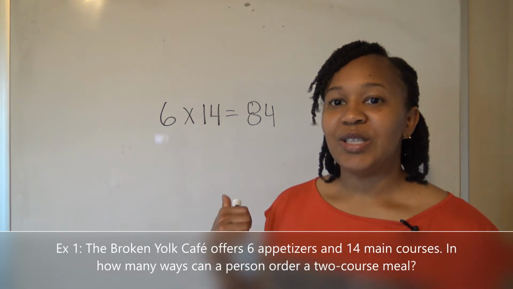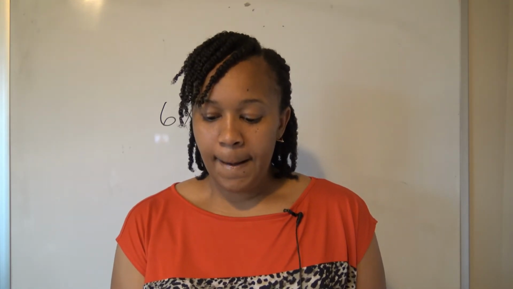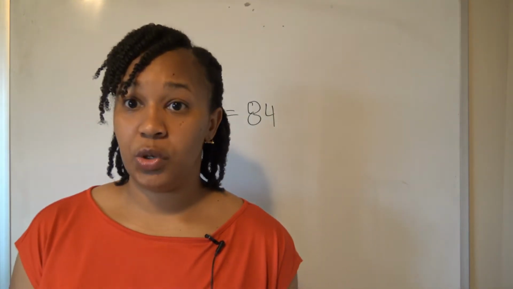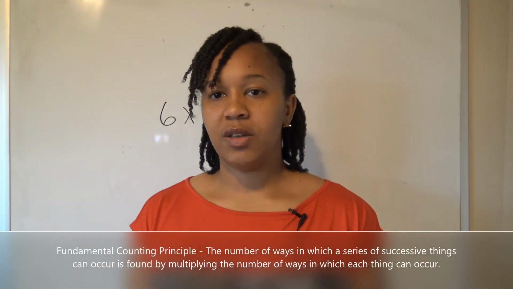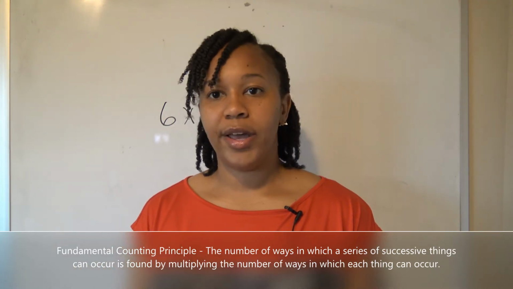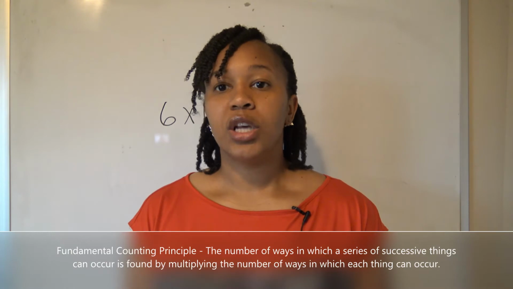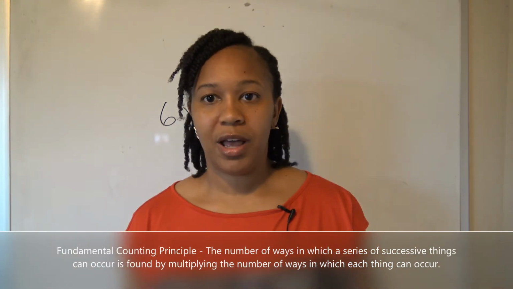All right, so that's example 1. So now that's if you have 2 options. So with that one, it was an appetizer and a meal, right? But you can have more than one option. So here's the fundamental counting principle in general. So here's the general definition. The number of ways in which a series of successive things can occur is found by multiplying the number of ways in which each thing can occur. So regardless of how many options you have, you'll just always take all those options and multiply them together.